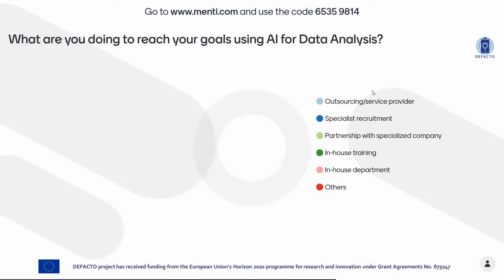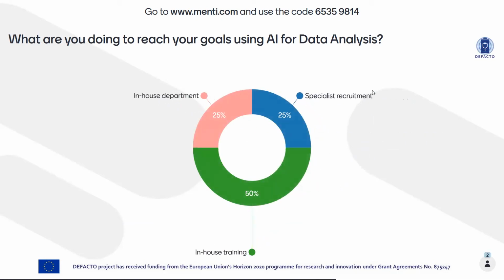Okay, so what are you doing to reach your goals using AI for data analysis? Outsourcing, service provider, specialist recruitment, partnership with a specialized company, in-house training, in-house department. I mean, that means that you have your own capabilities in your place of work, right, or others. This is really a question about you guys.